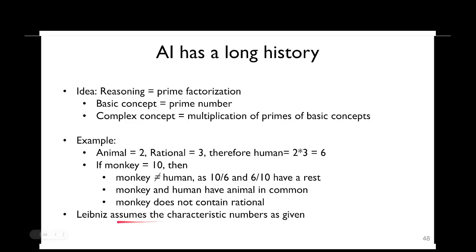So I sometimes wonder whether Leibniz said this as a joke or whether he really believed that somebody would sit down. But anyway, he was the first one who linked computation and reasoning, and for that he really deserves the credit as being the one who for the first time implemented a working AI.